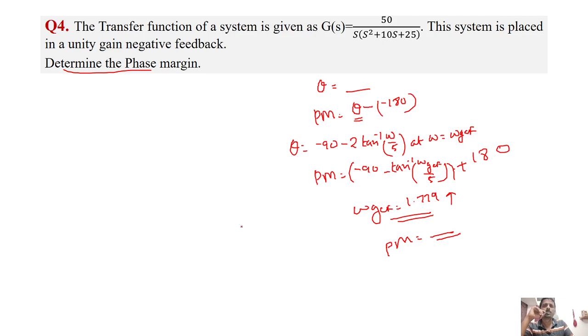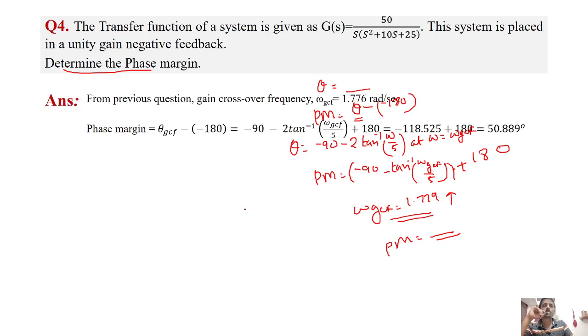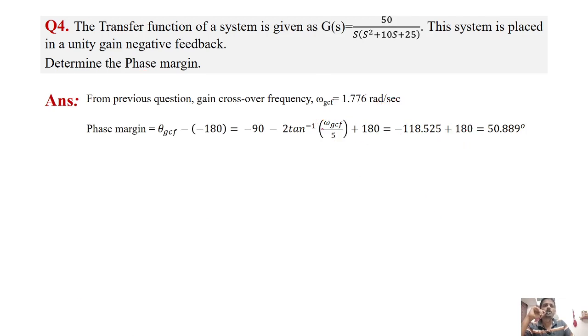We'll see what the calculated phase margin is. Let me clear this. On substituting omega GCF as 1.776, we get the phase margin as 50.889, so it's near 51 degrees. So this is all about questions 1 to 4. It is all related.